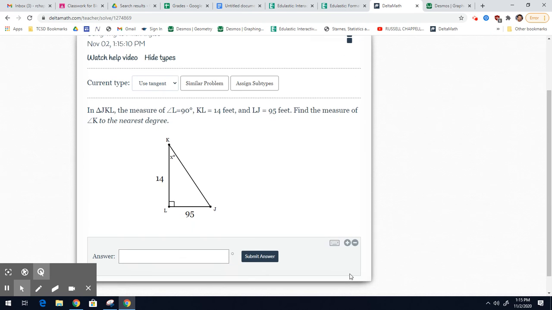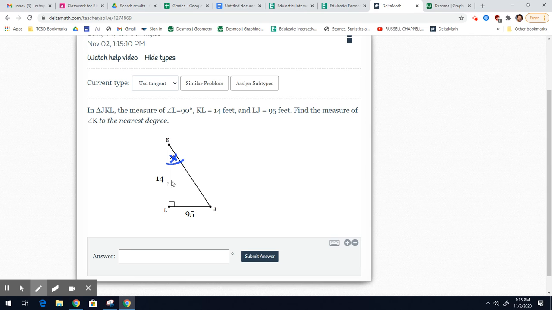All right, here's my problem. It says in triangle JKL, the measure of angle L is 90. KL is 14 and LJ is 95. Find the measure of angle K to the nearest degree. So now it doesn't say round to the nearest tenth, it just says degree, so make sure you pay attention. Well, here's angle K. It's where my X is. This is the angle that we care about.